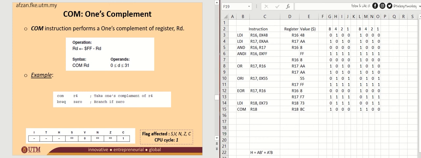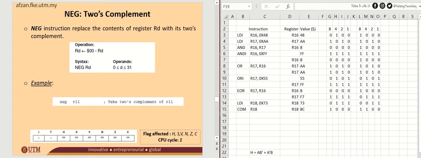All right, the first complement, and then we have the NEG. NEG stands for two's complement. You're going to replace the content of register RT with its two's complement. So this is the syntax NEG RT. RT can be from R0 to R31, and the operation here is 00 minus RT. You can simply use the calculator by putting 00 minus the value from RT.